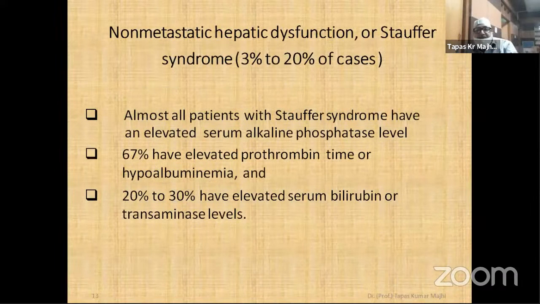Non-metastatic hepatic dysfunction, the Stauffer syndrome, is found in 3 to 20% of cases. Almost all patients with Stauffer syndrome have an elevated alkaline phosphatase level. 60% have high prothrombin time or hypoalbuminemia. 20 to 30% have elevated serum bilirubin or transaminase levels.